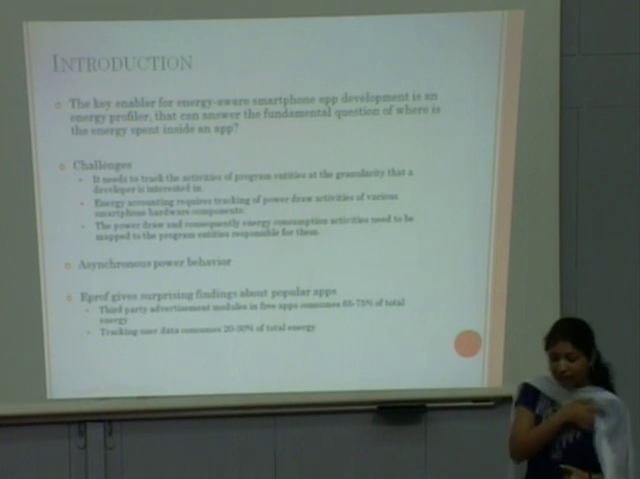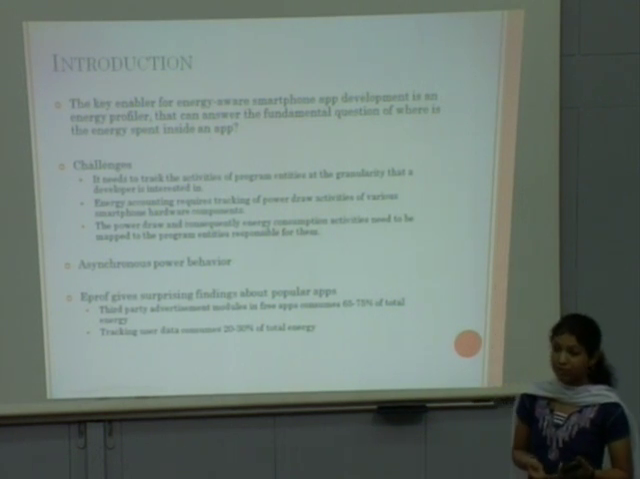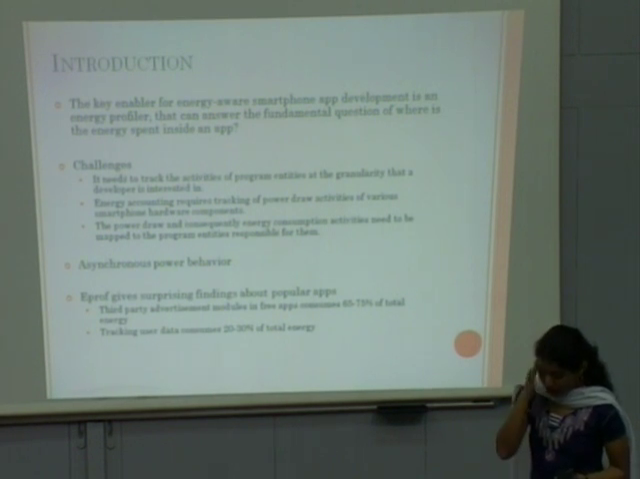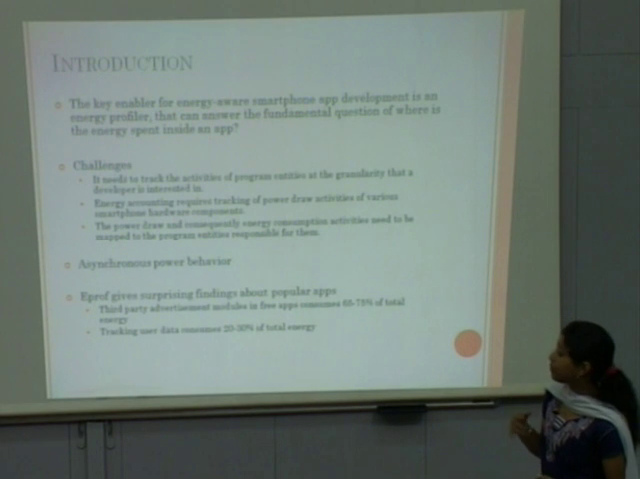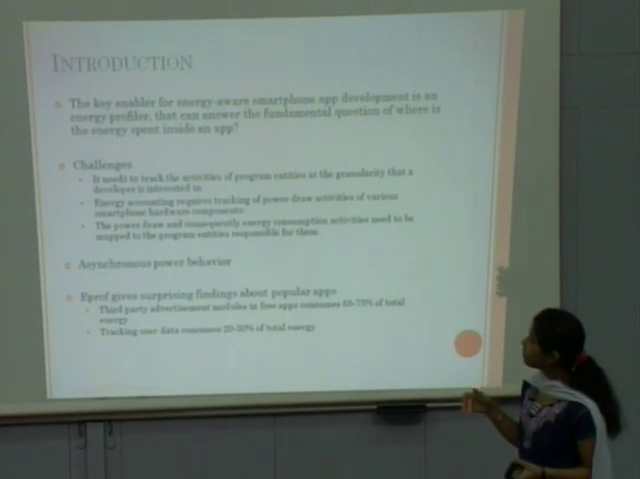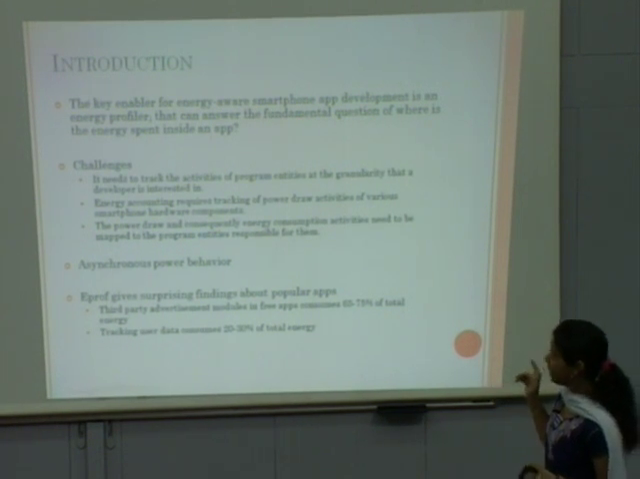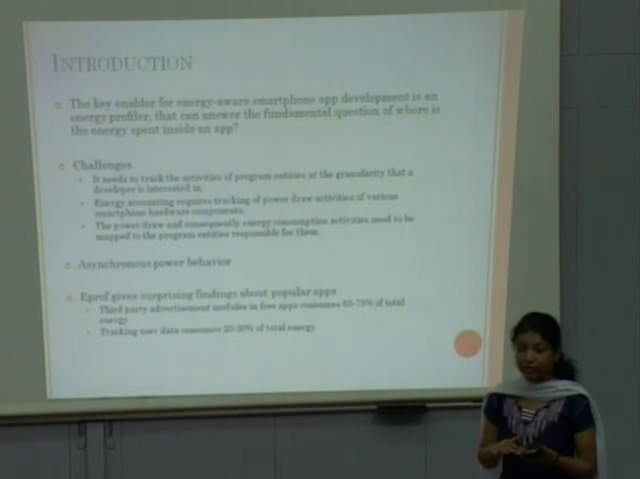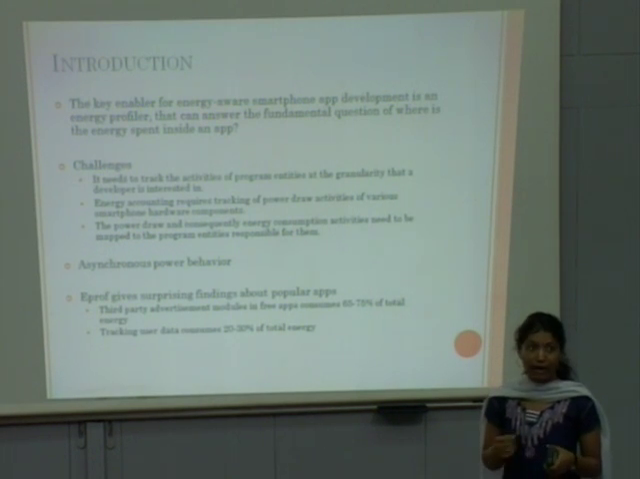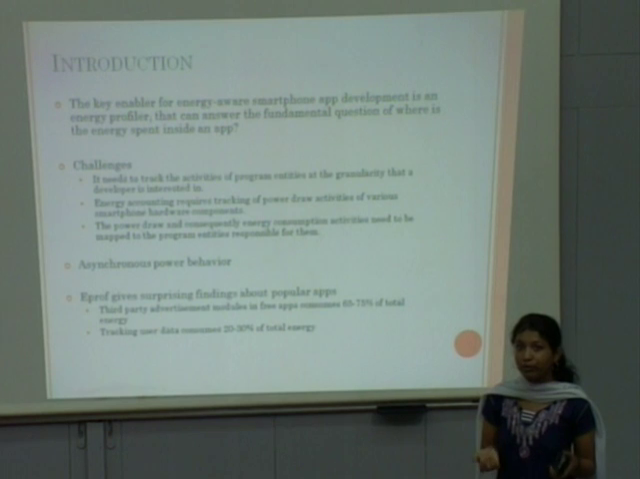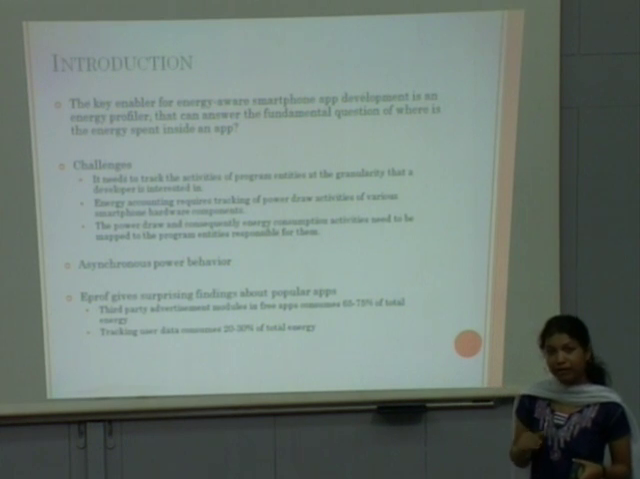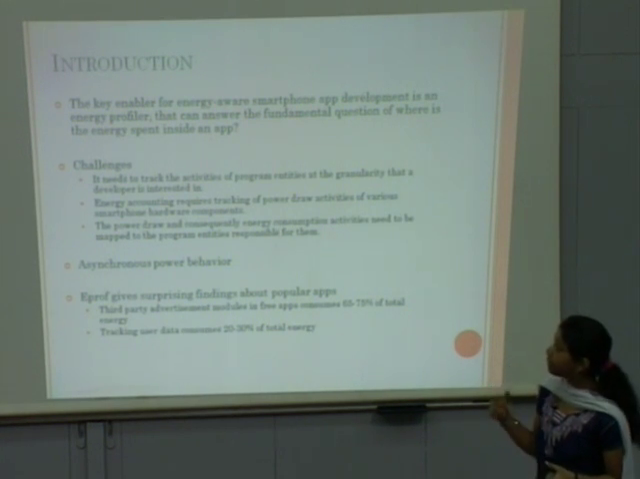Okay. So again, the key enabler for reducing energy consumption is to know where the energy is spent. There are a few challenges here on which the eProf tool is based. First of all, they track the activities of program entities at the granularity in which the developer is interested. Suppose I want to know how many threads are running on a smartphone at present, and how much energy each thread is consuming. Or I want to know how much energy each subroutine or process is consuming. So we should know at which granularity the developer wants the details.